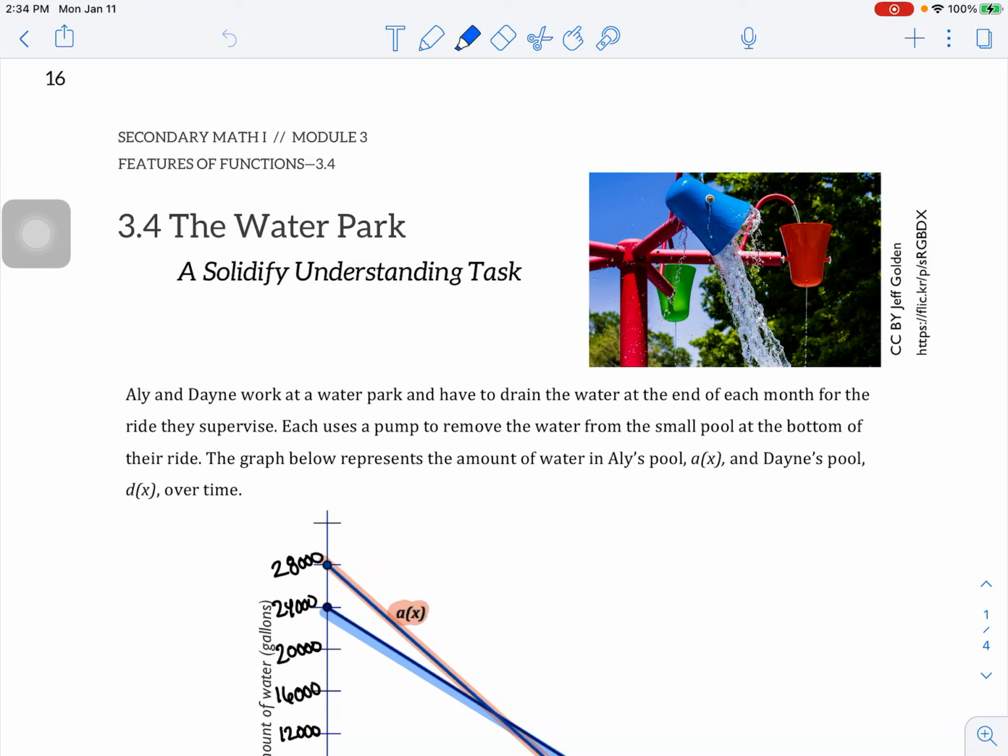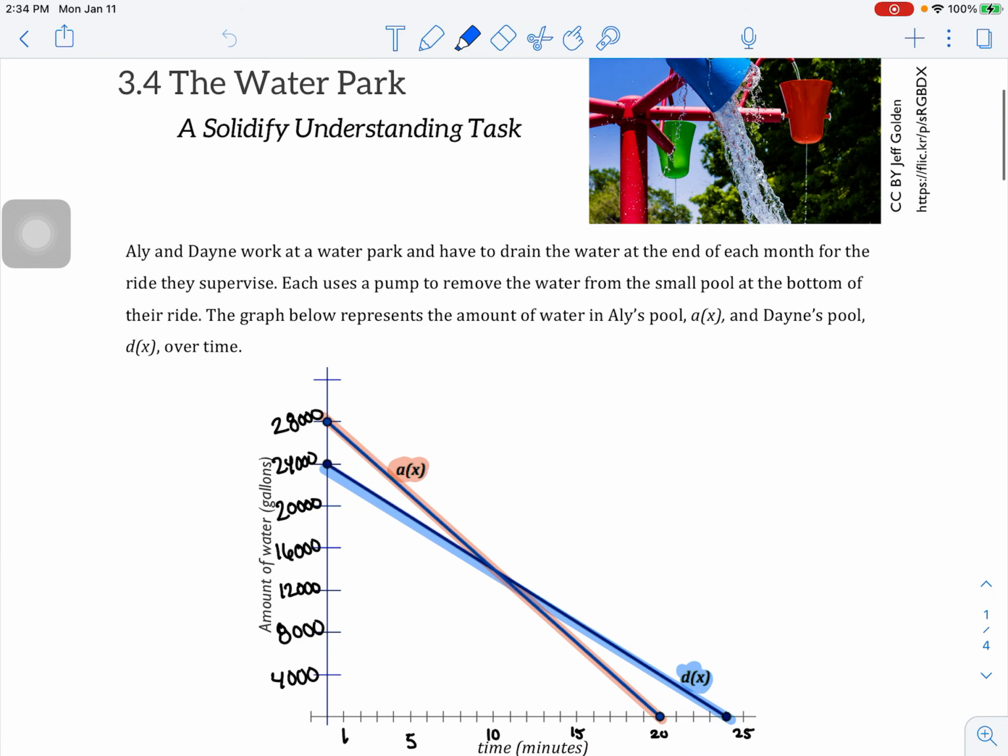Welcome to Module 3.4 called the Water Park. Today we're going to be looking at two functions and finding features of them and comparing and contrasting.